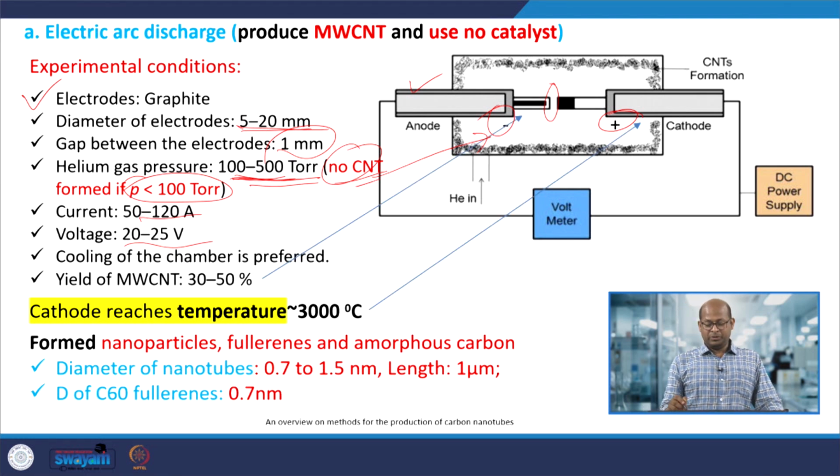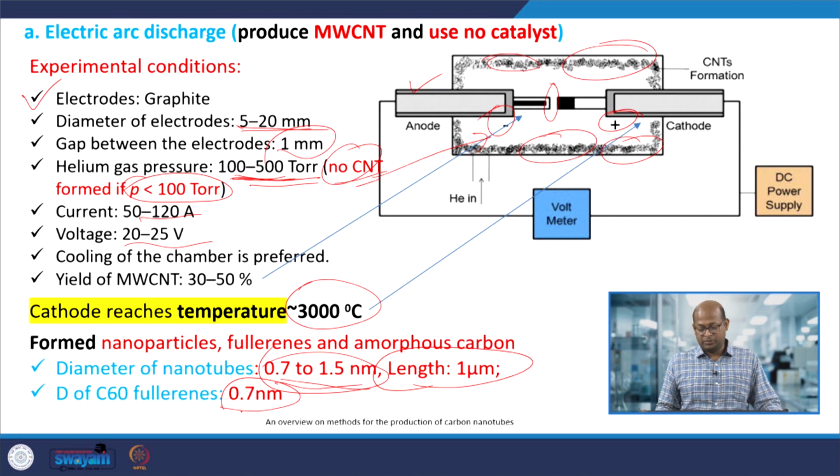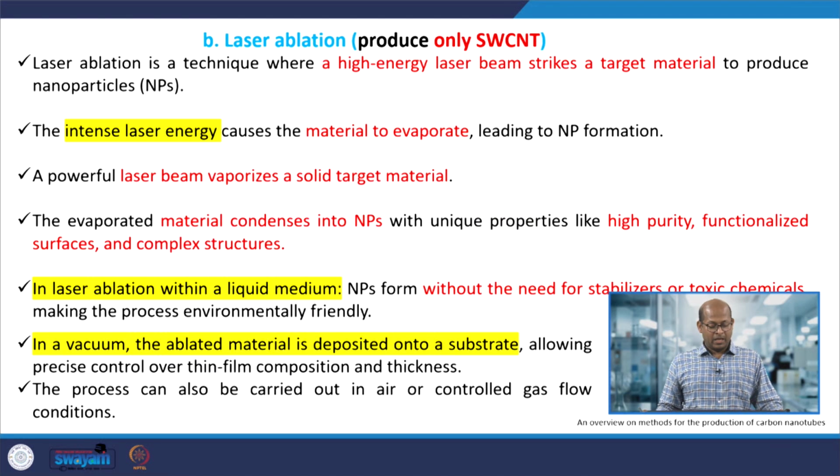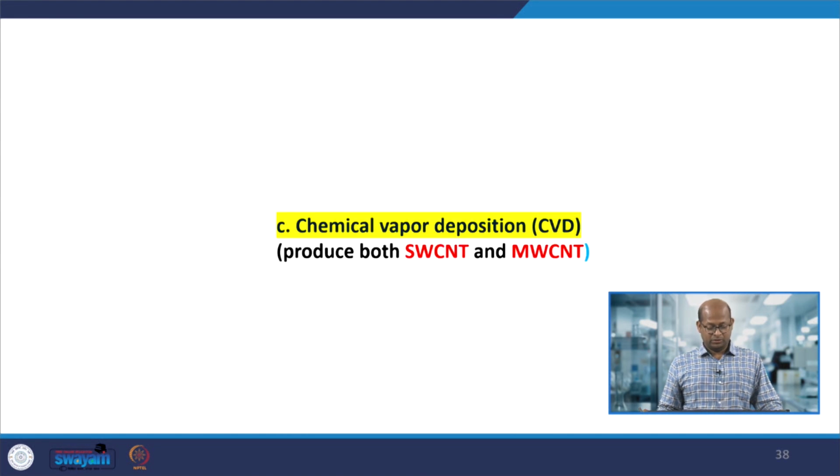When both the electrodes come close to each other, extremely high temperature will be developed, and then plasma or carbon nanotubes form and deposit over the surface. So we can collect them, and the diameters of these tubes may be 0.7 to 1.5 nanometers and length 1 micron. If it is fullerene formation, then the dimensions would be very small, less than 1 nanometer. Okay. Then the laser ablation method is another method. Using laser ablation we can prepare carbon nanotubes. These methods we have already discussed.